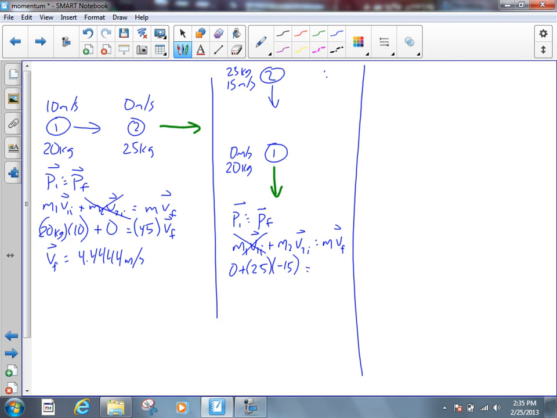That combined mass is, once again, 45 kilograms. We're going to multiply that by vf. Solve for vf here. It is the y component of vf. Works out to be negative 8.33.